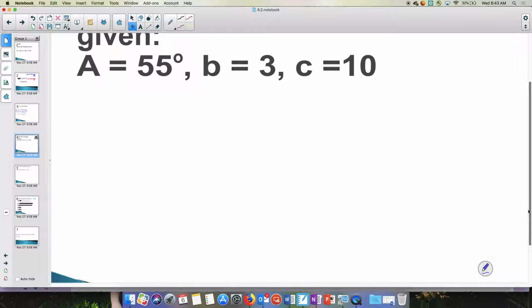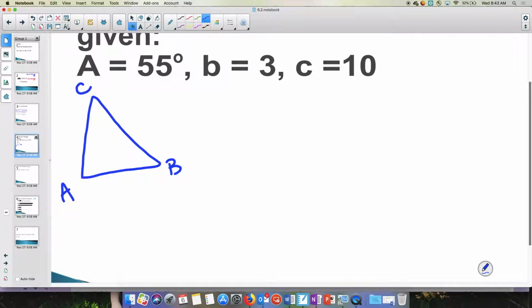Okay, so if we draw this out here, A is 55 degrees, B is 3, C is 10. What given information do we have? Side, angle, side. Okay? That's SAS. This means we need to use law of cosines. And since law of cosines involves all three sides of our triangle, the only thing that we are able to find would be side A.